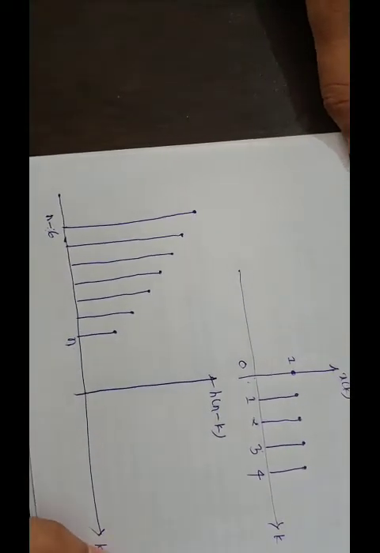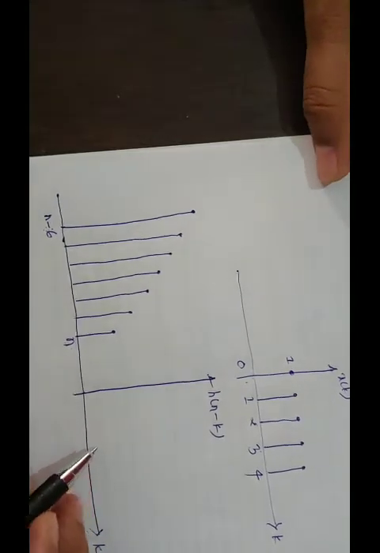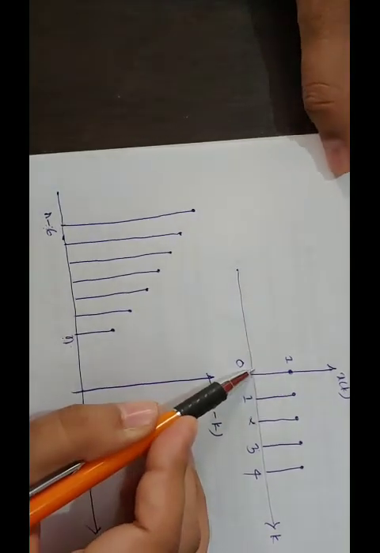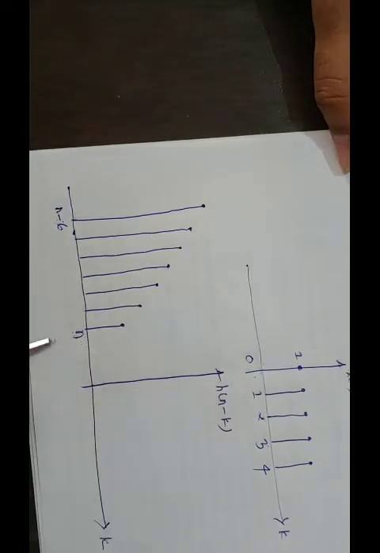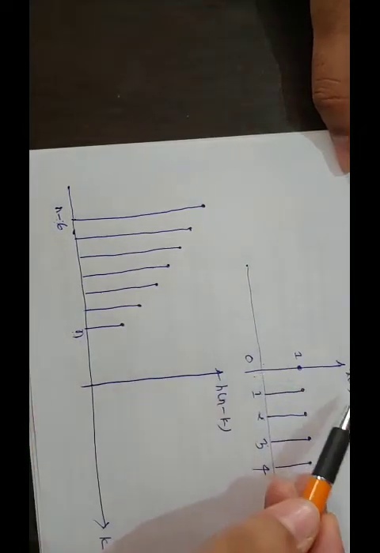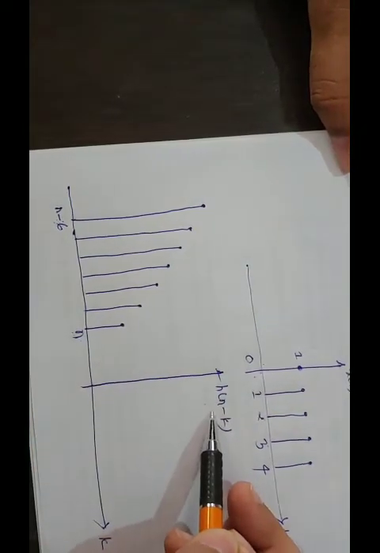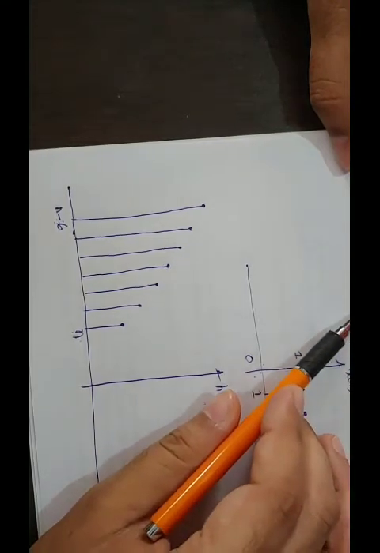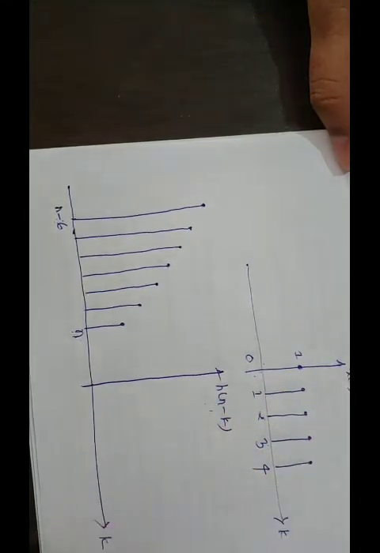So consider case number 1. Here n value is less than 0. When n value is less than 0, there is no overlap between x of k and h of n minus k. Hence your output y of n becomes 0. So that is case number 1.